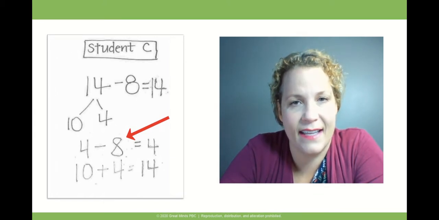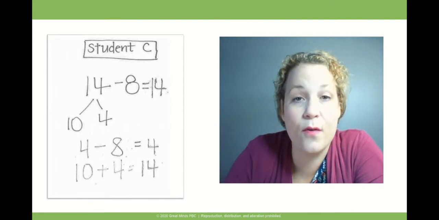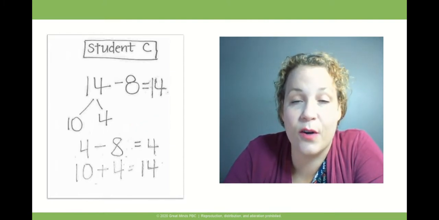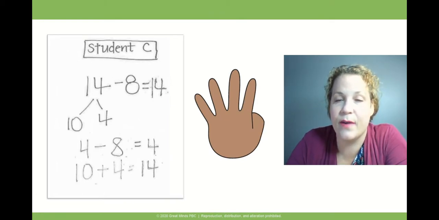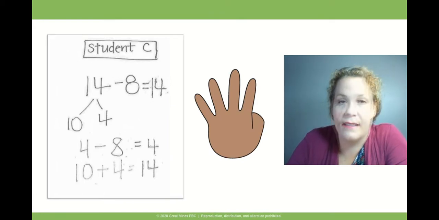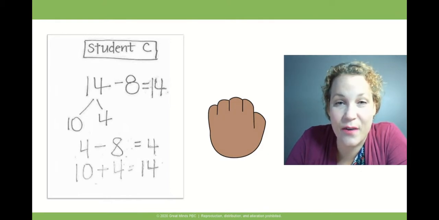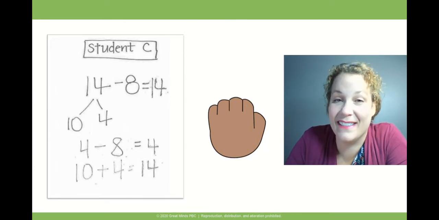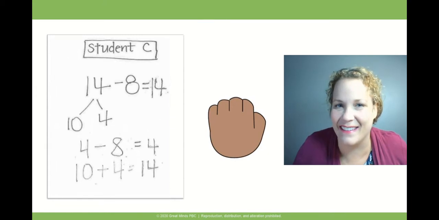4 minus 8 equals 4. This is not correct. 4 minus 8 means we start with 4 and we take away 8. Well, let's see what happens when we take away 8. Here's taking away 1 finger, take away 2 fingers, take away 3 fingers, take away 4 fingers. Uh-oh, I don't have 8 fingers to take away. That means that 4 minus 8 would be less than 0. And we don't know how to do that yet.